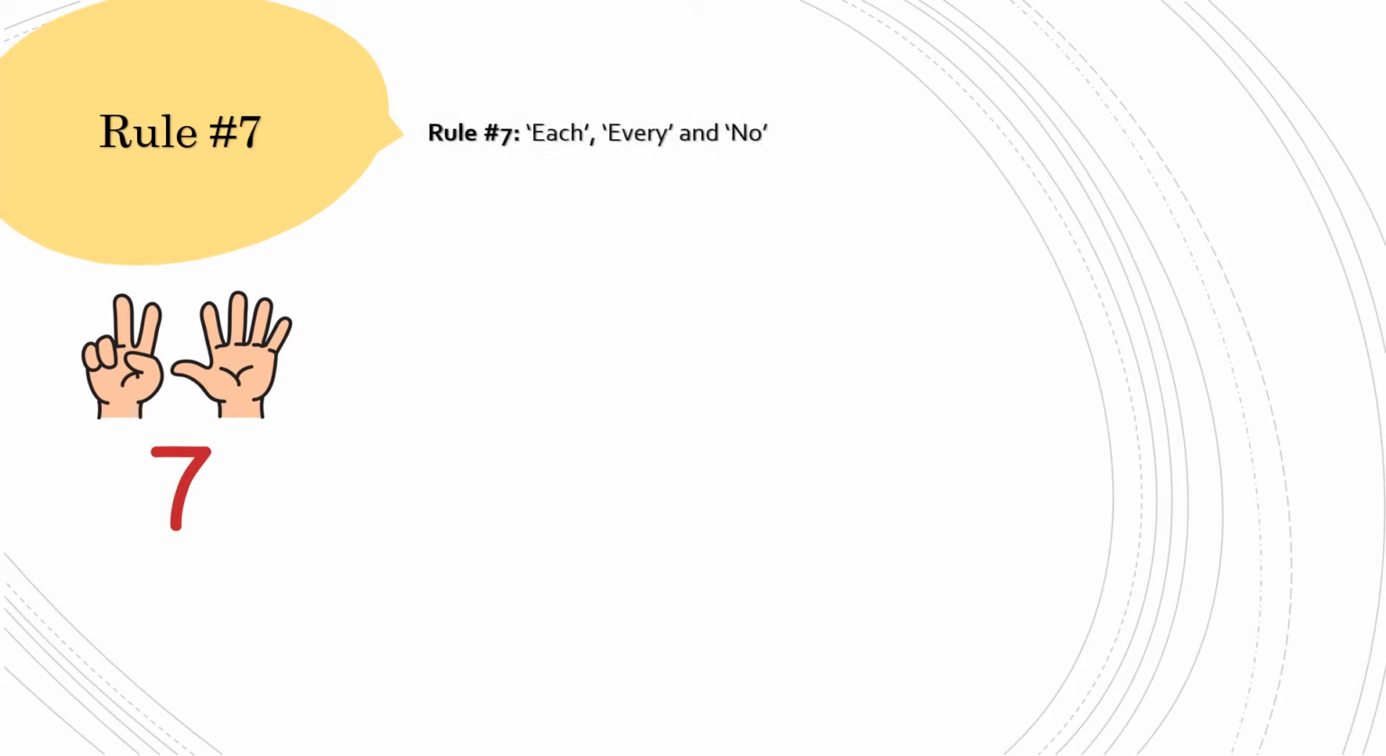Rule number 7. Each, every, and no. If the word each, every, or no comes before the subject, the verb is singular.